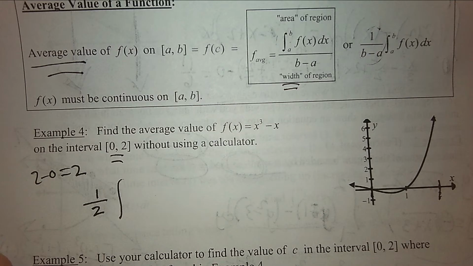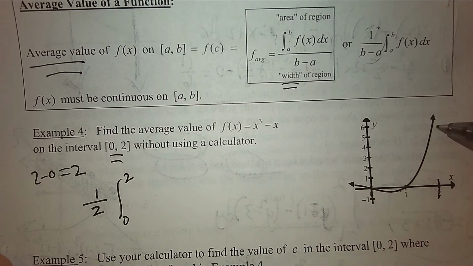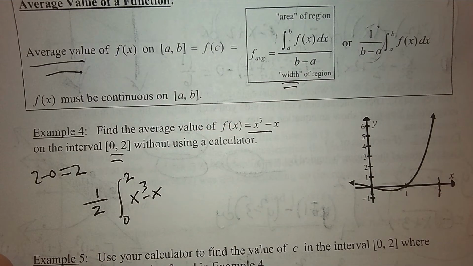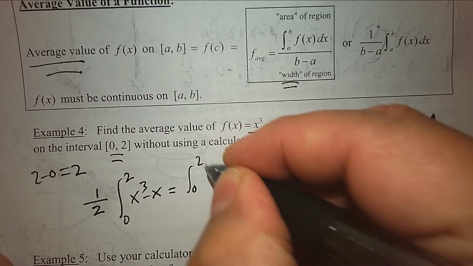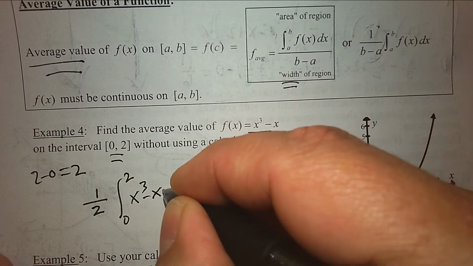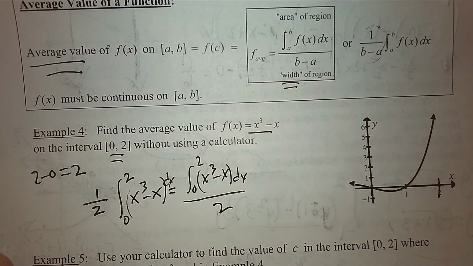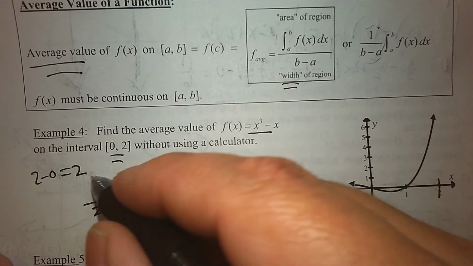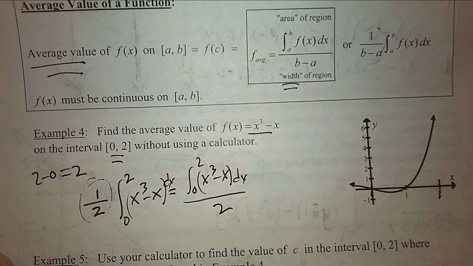Then we're going to integrate from A to B. In this case, it's from 0 to 2, and you integrate the function, x cubed minus x. That means the same as from 0 to 2, x cubed minus x, and that should have a dx here. They're equal to each other. But it actually is nicer to integrate with a 1/2 in front than having the 2 in the denominator. So I'm going to stick with the 1/2 in front.